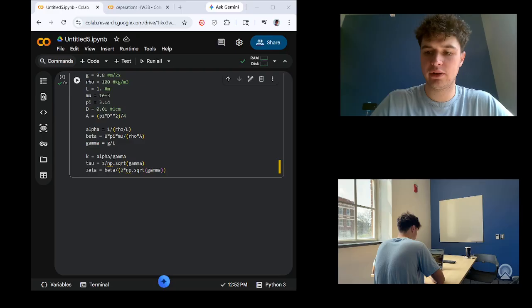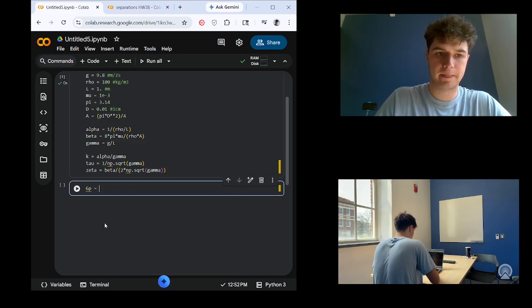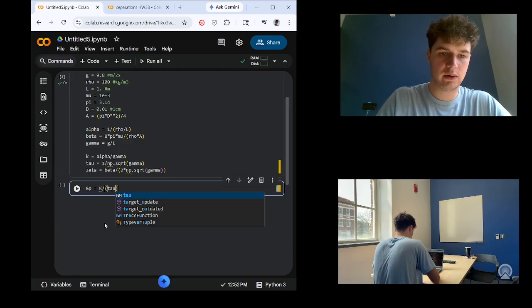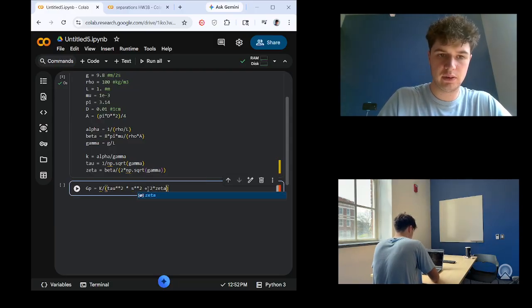And so now we just have a little bit of code left to do before we plot this. We're going to have GP is equal to K divided by tau squared, multiplied by S squared, plus 2 times our zeta value times our tau value times S plus 1.